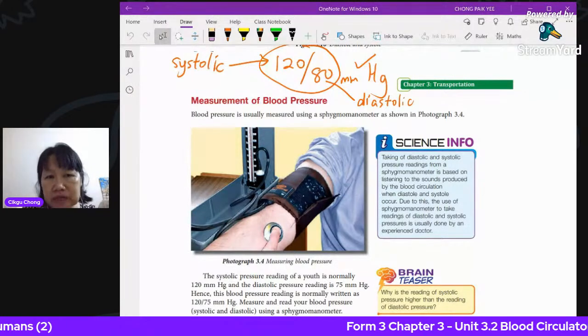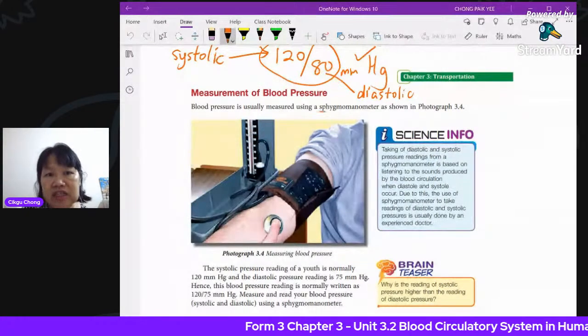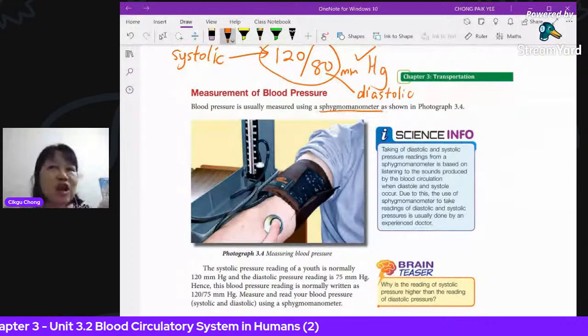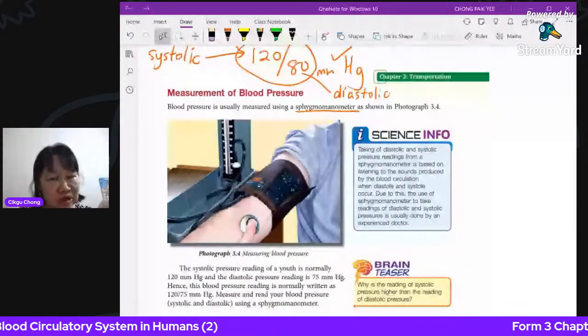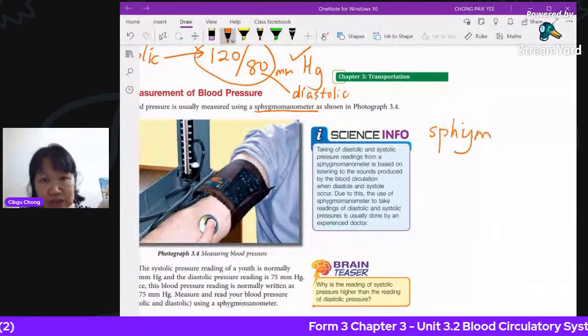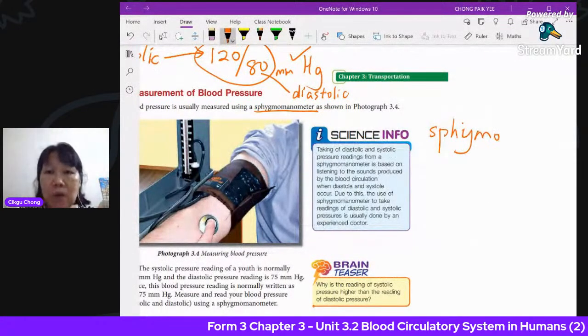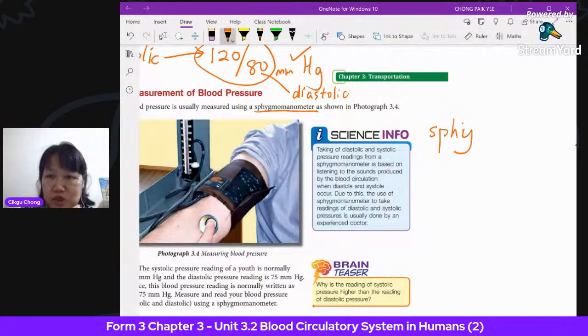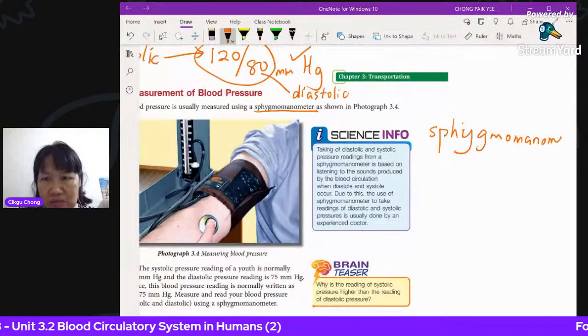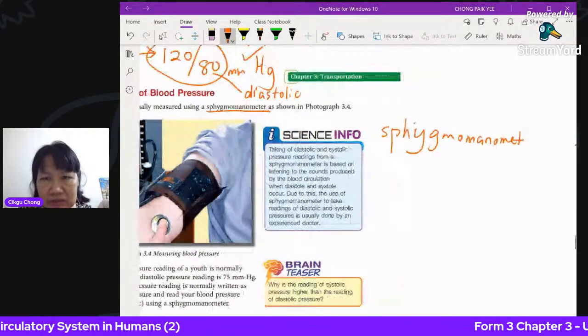So this measurement, this meter is called a sphygmomanometer. Quite difficult to remember, but sometimes you just call it a blood pressure meter, that also works, but the correct word is sphygmomanometer. How to pronounce it? I'll give you a simple way. There's a G here. It's very easy to remember. I'll tell you how to remember.